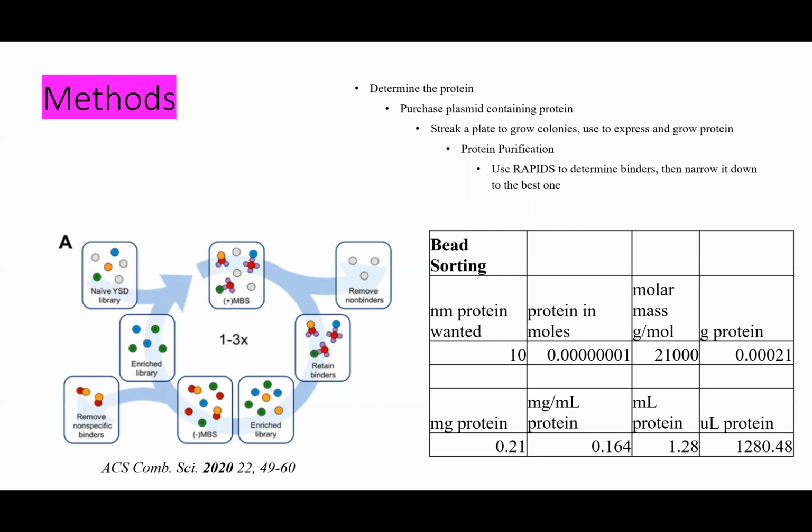There are positive and negative bead sorts. Positive sorts are what was previously mentioned. Negative sorts are putting naked beads inside of the yeast to see what binds to the beads and then getting rid of it. In the table, you can see the calculations from the bead sorting process. From previous work, we knew we wanted 10 nanomoles of protein. The calculations were then done to show the volume of protein we desired.